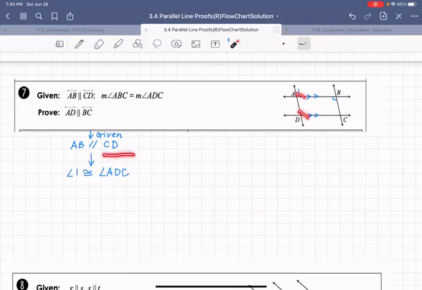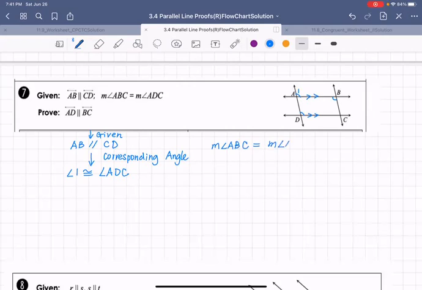These two are congruent. What do you want to write down here? Corresponding. Very good. Next, you have somebody here. Yeah. Angle ABC is equal to angle ADC. Measurement of angle ABC. Measurement of angle ADC. Okay.